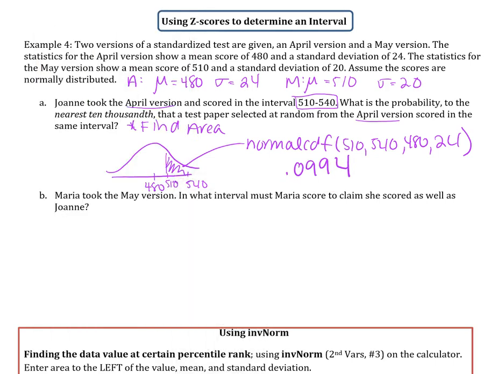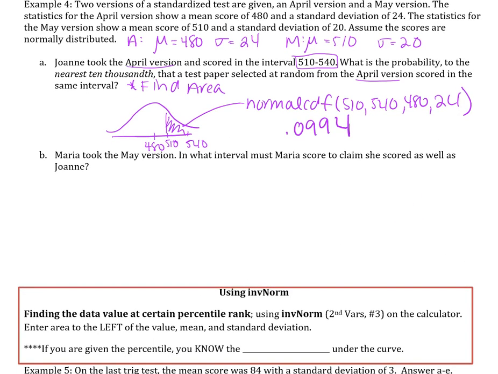Okay, now Maria took the May version, so she took a different test. In what interval must Maria score to claim she scored as well as Joanne? So the whole idea here is that if she's taking a different test, it has a different mean and standard deviation. So in order to claim that she scored as well as Joanne isn't necessarily getting the same score. It's really like landing in the same percentile rank.